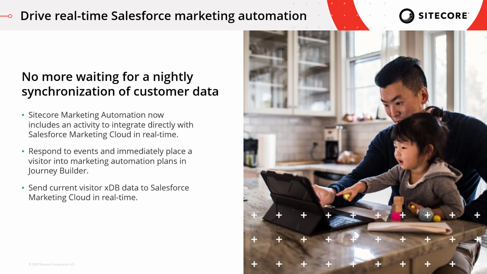A new Sitecore marketing automation activity, specifically for Salesforce Marketing Cloud, allows marketers to configure a real-time event to integrate with SFMC. By connecting directly to the Salesforce Marketing Cloud, marketing teams can respond to events in Sitecore and immediately send that information about the current visitor over to Salesforce Marketing Cloud. Then, place visitors into Journey Builder marketing automation plans automatically. This means that you can respond across all your channels to events in real time in the marketing automation tool that you use.